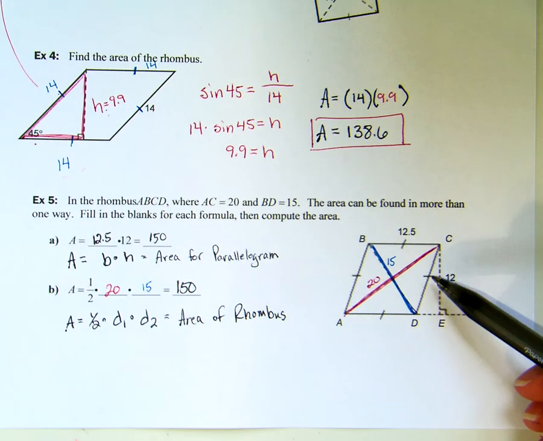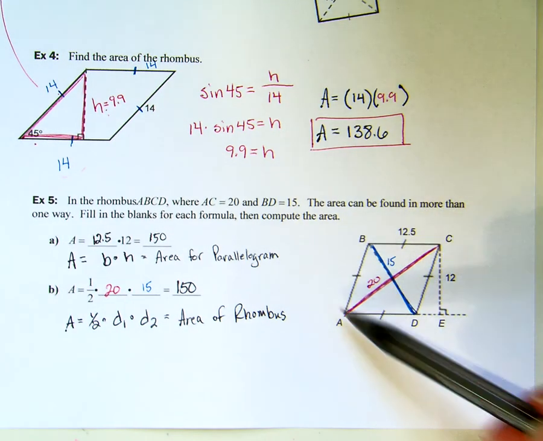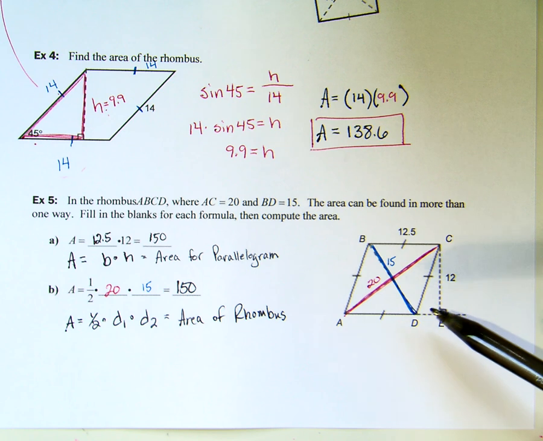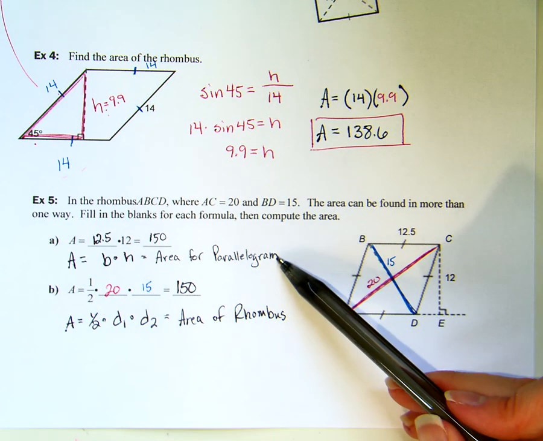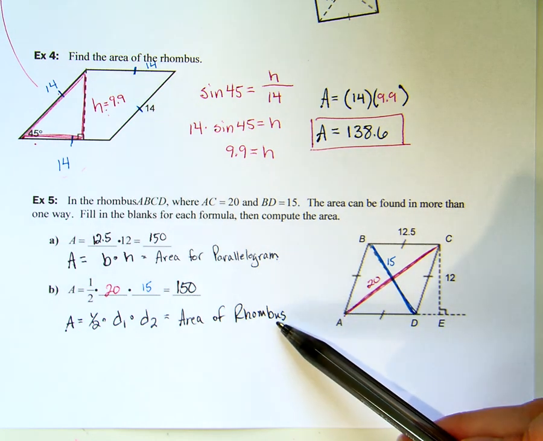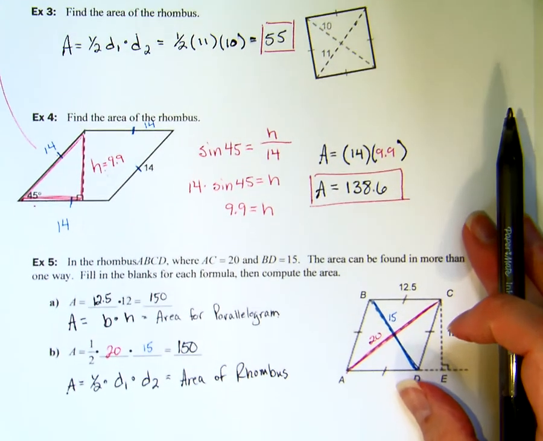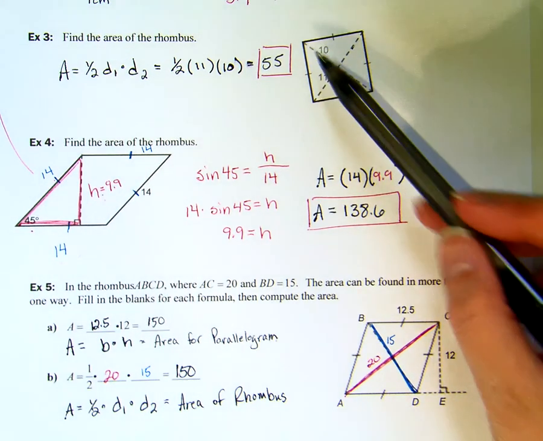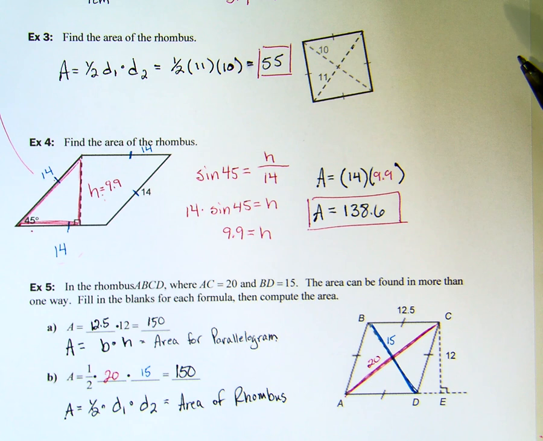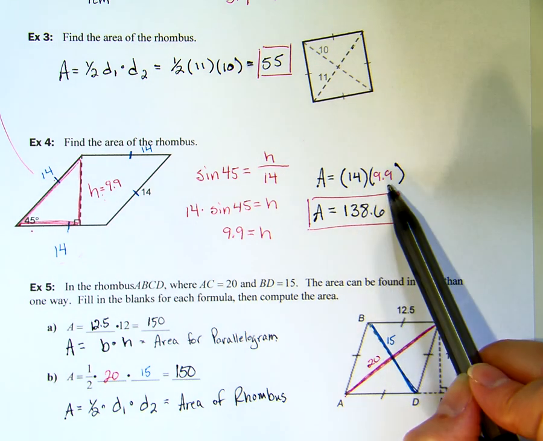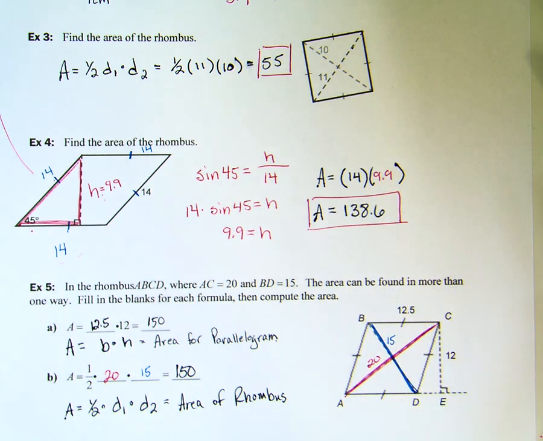So once again, this validates the fact that a rhombus, its area can be found in multiple ways. We could use the parallelogram formula or the rhombus formula. You simply need to look at what information is given. If you know both diagonals, use the rhombus formula. If you know the base and the height, use the parallelogram formula. If you know all of that information, take your pick. Use whichever one works best for you.